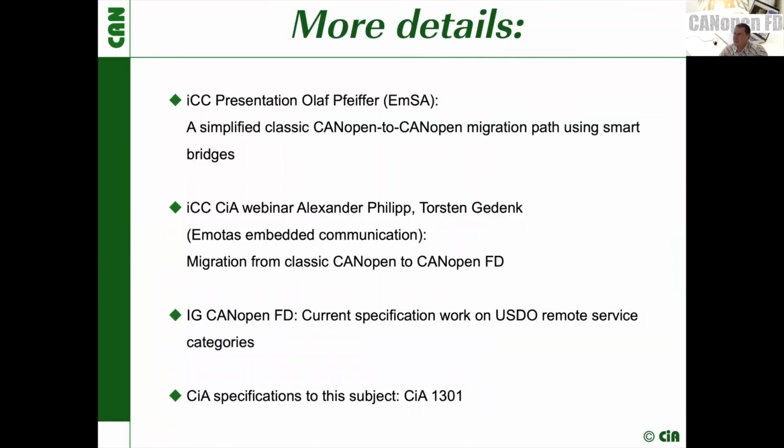More details on the subject presented here were provided by Mr. Pfeiffer from MSR, the Embedded Systems Academy. He provided a simplified classic CANopen to CANopen FD migration path using smart bridges. We had a webinar given by Alexander Philipp and Thorsten Gedenk from Emotas Embedded Communication, presenting the migration from classic CANopen to CANopen FD. We have the IG CANopen FD, which is, as I said, currently in charge of specifying USDO remote service categories. And the specification dealing with this is the document 1301.